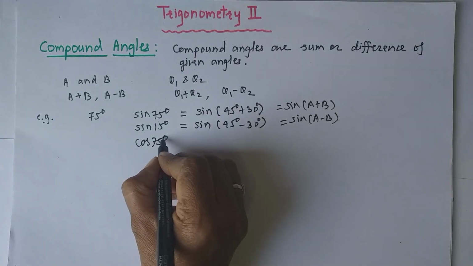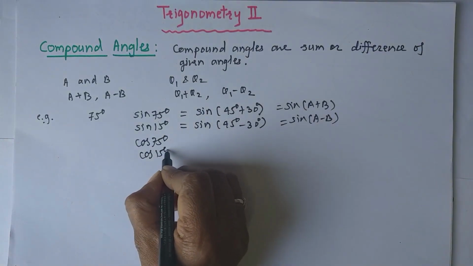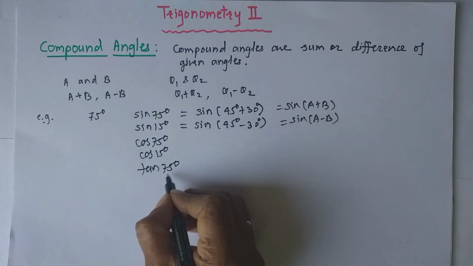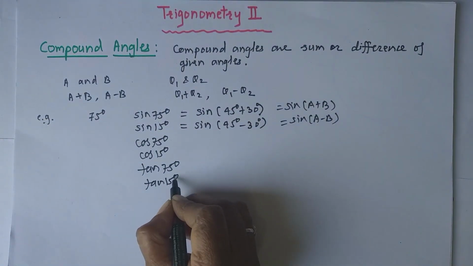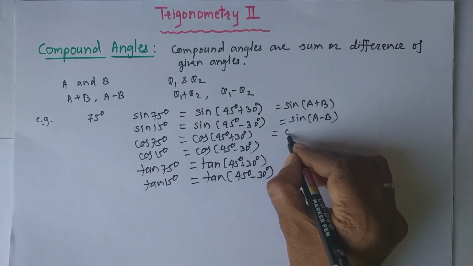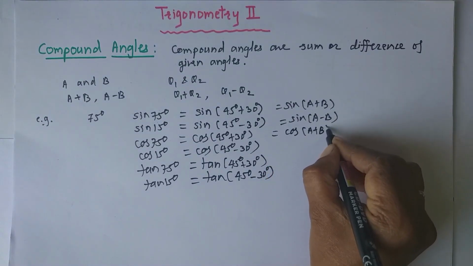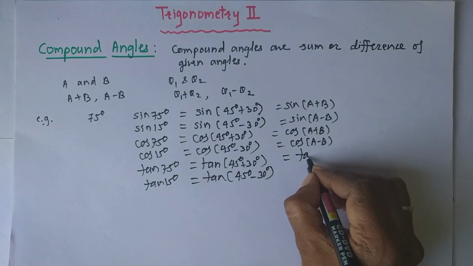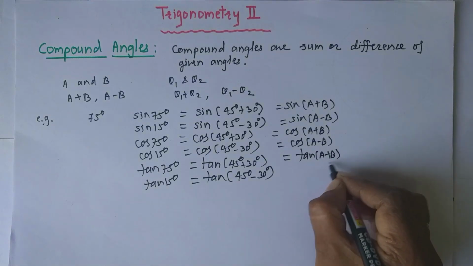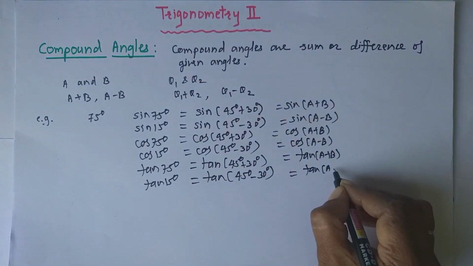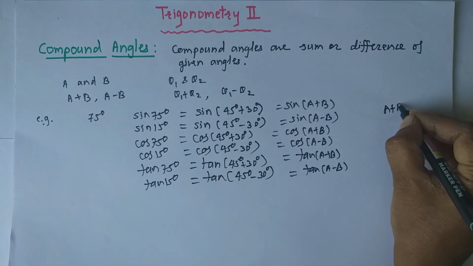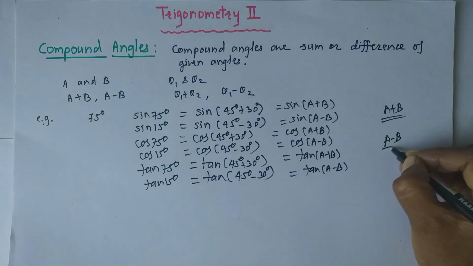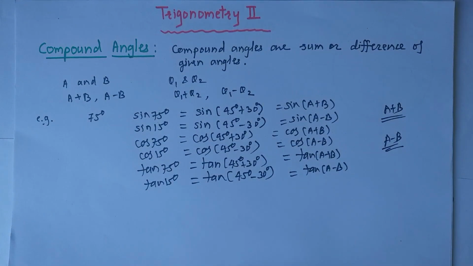Similarly, cos 75 degree or cos 15 degree, then tan 75 degree and tan 15 degree. Means in all these cases we need formulas for sine, cos and tan. For all these trigonometric functions we need a formula of A plus B and A minus B. If we know the formula for A plus B and A minus B, then we are able to find the trigonometric function of any angle.